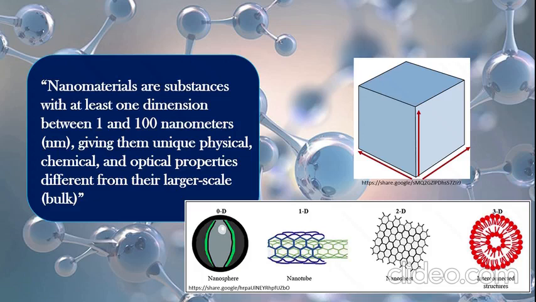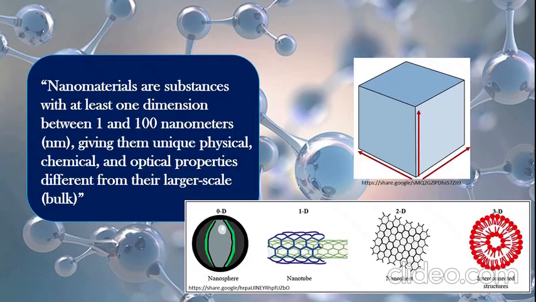Nanomaterials are also different from bulk materials, whether in physical, chemical or optical properties. The bulk material will be different from the nanomaterials. You can also see here that we have 0-dimensional, 1-dimensional, 2-dimensional and 3-dimensional nanostructures.